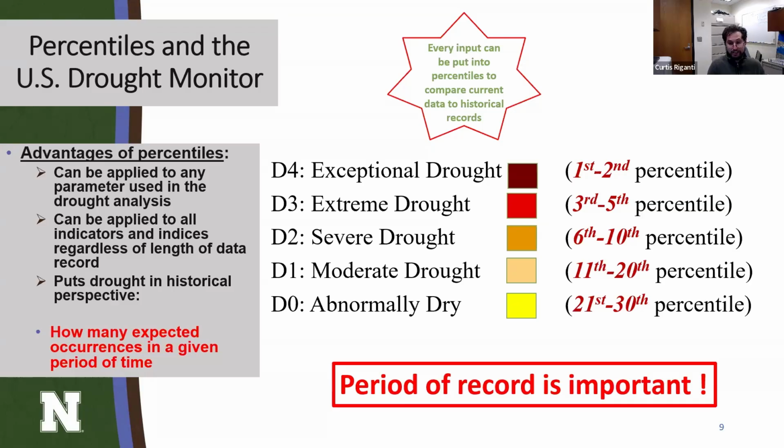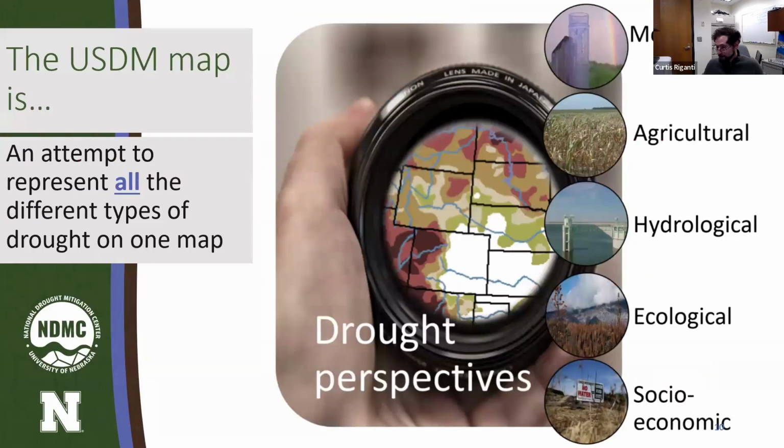So we can apply percentiles if we have 200 years of data in theory. We could do it if we have 100 years of data, 50 years of data, or even shorter periods. There are some drawbacks to keep in mind when we're talking about that, but really any data set like that you can compute percentiles for, which allows us to, in a consistent manner, put drought in historical perspective for any given location. Or said another way, how many expected drought occurrences for different levels would you expect in a given period of time for the type of data that we're considering?